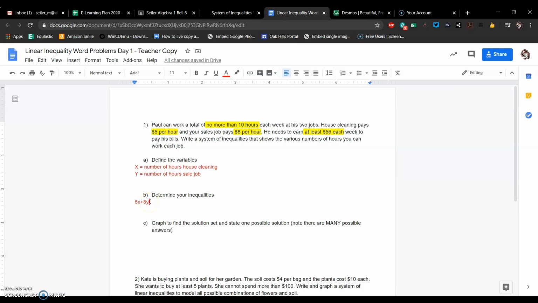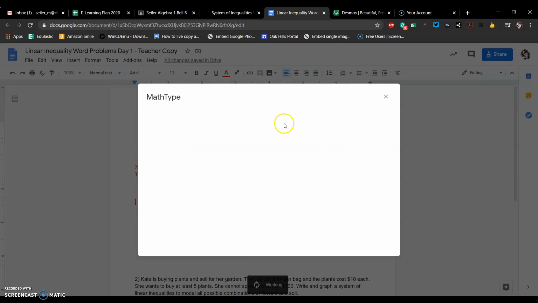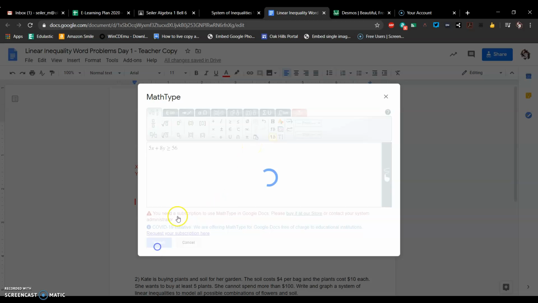Now, because I'm in a Google Doc, and Google Doc doesn't do that very well, I'm actually going to use one of their add-ons called MathType. So I'm going to use that to enter in the equation. So here we have 5x plus 8y, just like we saw a second ago. But this time I want to make sure that I'm using my inequality symbol here. So it's going to be greater than or equal to 56, because we want to be making more than $56.